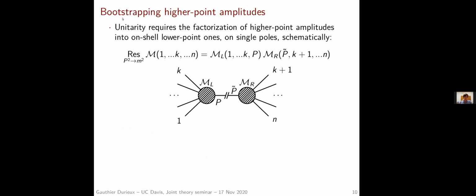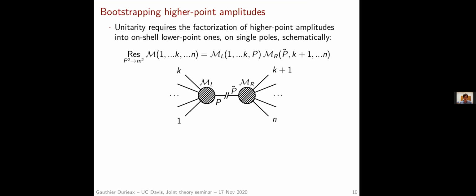So I've only talked so far about 3-point amplitudes, but we can also bootstrap higher-point amplitudes. For this, we exploit unitarity, which dictates the analytic structure of n-point amplitudes. Those objects are bound to only have single poles due to tree-level, one-particle exchanges, like this one. And the residue of this n-point amplitude on that pole is constrained to be equal to the product of 2 lower-point massive amplitudes.